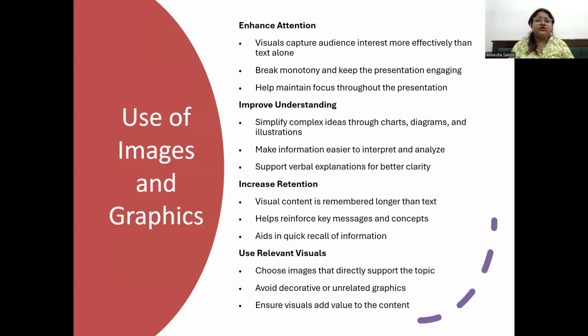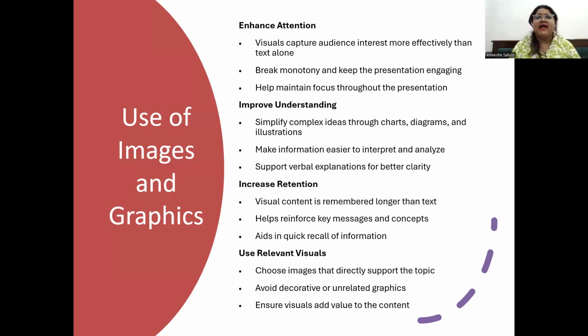So, how do you use images and graphics? Choose images that directly support the topic; use relevant visuals. Don't use images for the sake of using an image. You know which topic you are presenting, so kindly use images that are relevant to your topic. Also avoid decorative or unrelated graphics. Ensure visuals add value to the content.